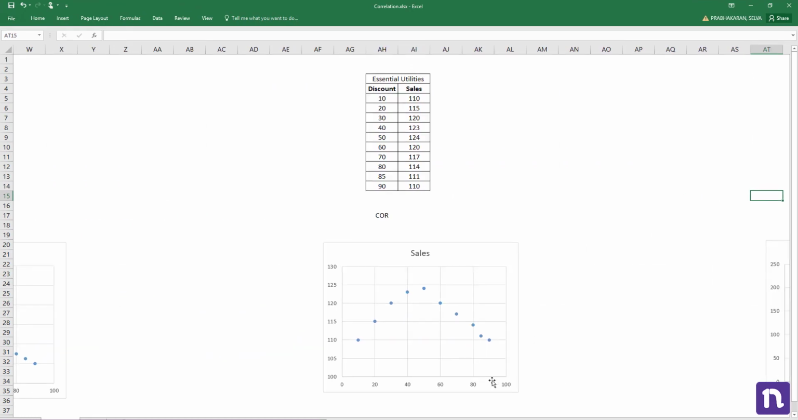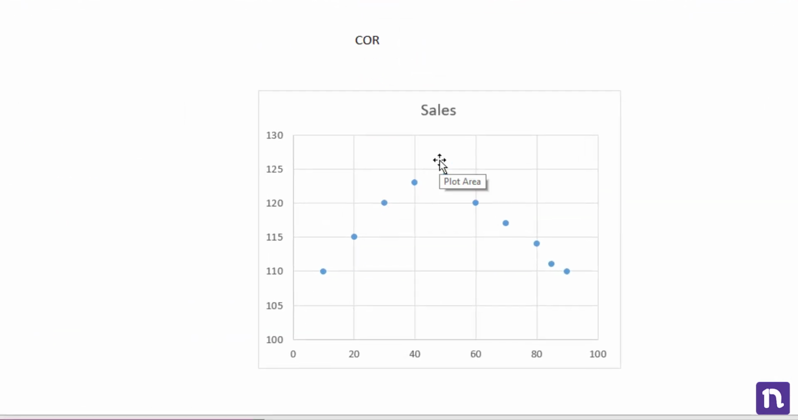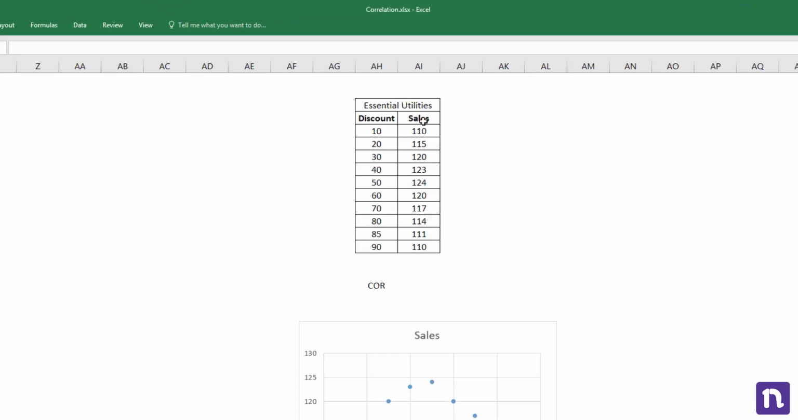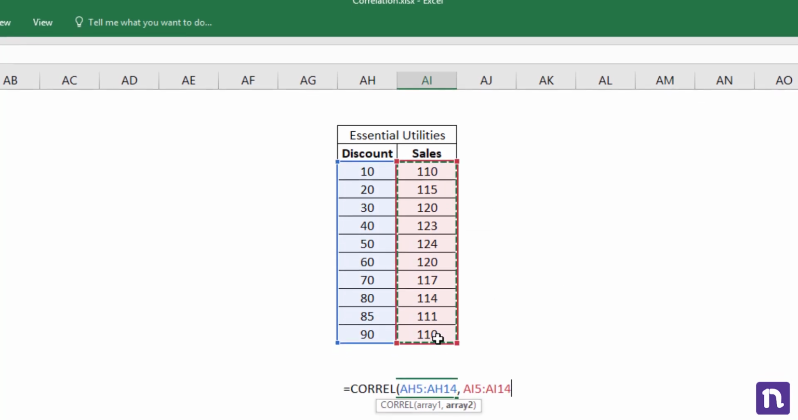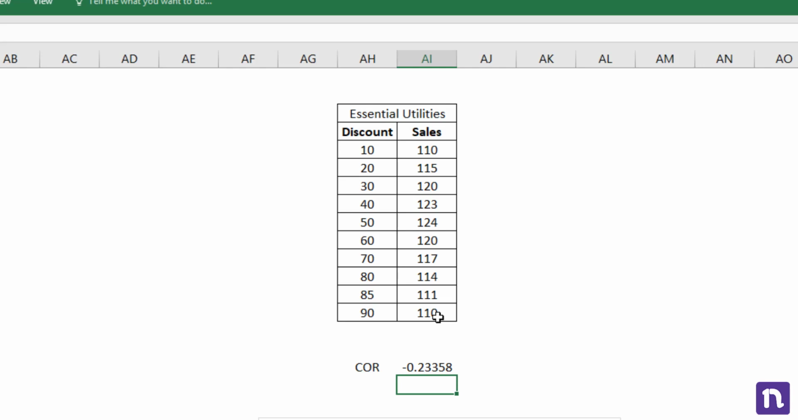Suppose you see a shape like this, it is increasing to a certain extent and after that it is decreasing. This is possible for essential utilities. For example, for certain commodities, if you give discount, the sales will increase. But if you give too much discount, it will lose value in the eyes of the customer and your sales will drop. So this is possible for such commodities. If you try to compute the correlation for this, I would expect a weak correlation over here. It's a weak negative correlation.